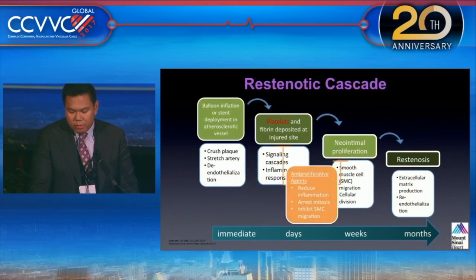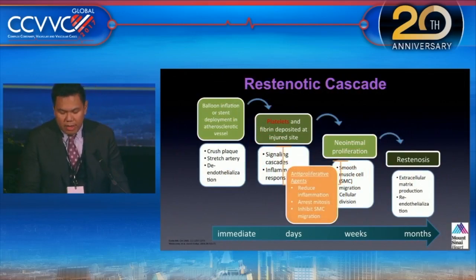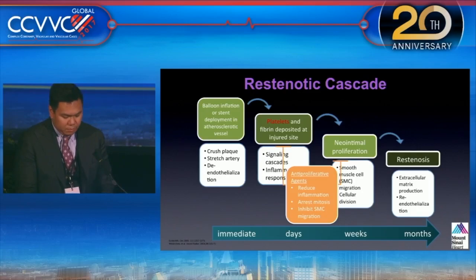Drug-coated balloons were found successful as paclitaxel, the medication on all the first-generation balloons, works as an anti-proliferative agent, which works by breaking up the restenotic cascade, therefore reducing inflammation and inhibiting smooth muscle cell migration.